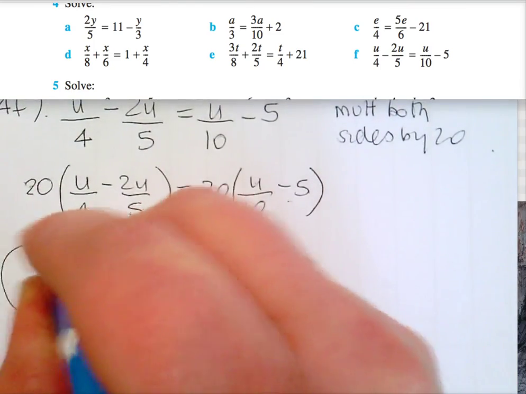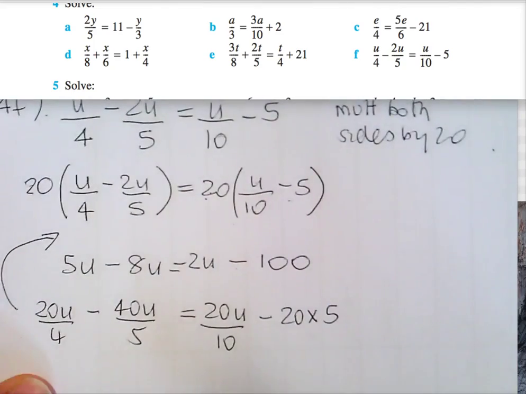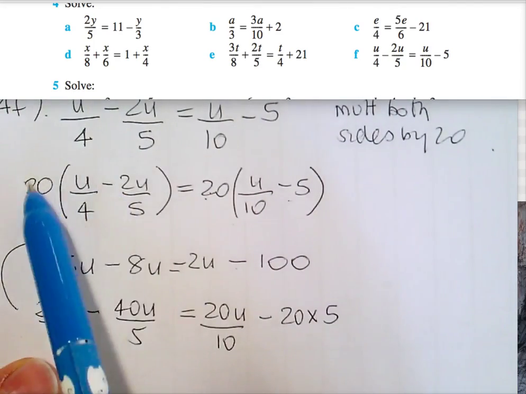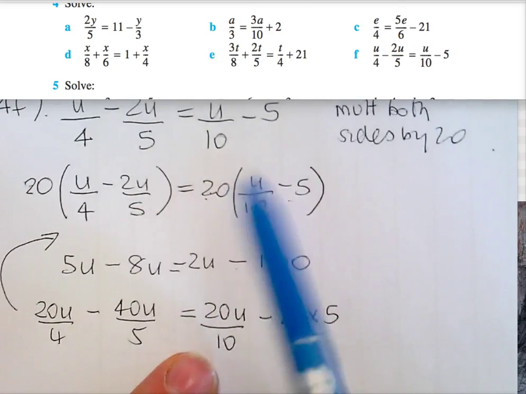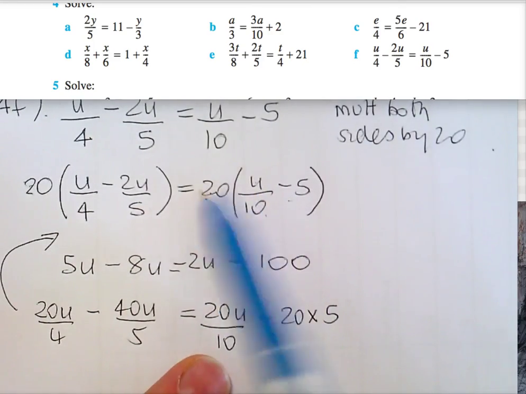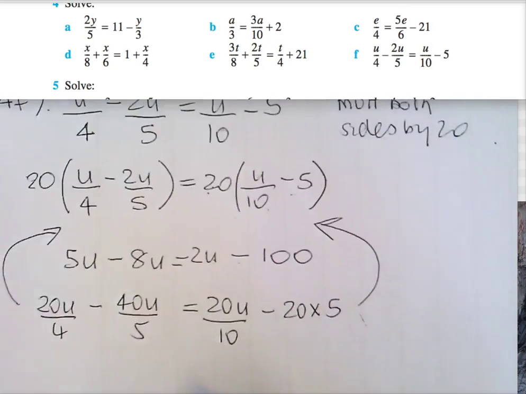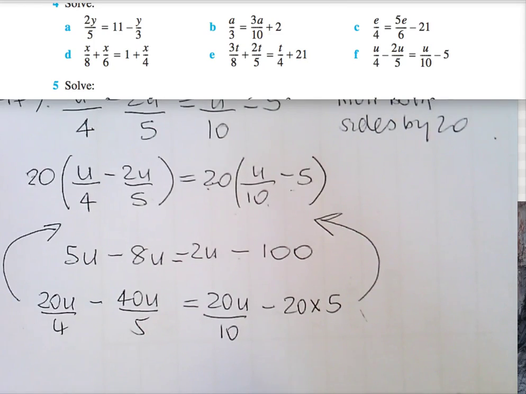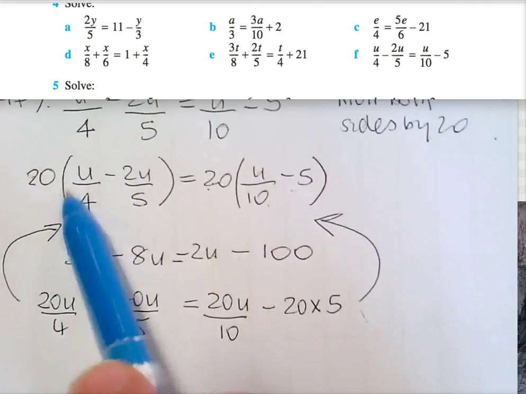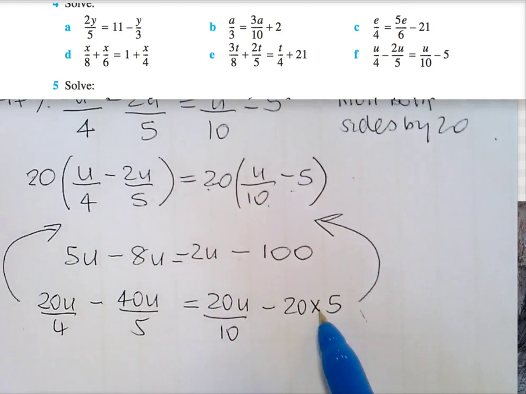Or you could have put this line in between. Do you know what I mean? 20u over 4 minus 40u over 5 equals 20u over 10 minus 20 times 5. Do you like that line or no? Or do you prefer just to go to that one? It's up to you. Some people actually don't write the 20 bracket. They go straight to this line down here.